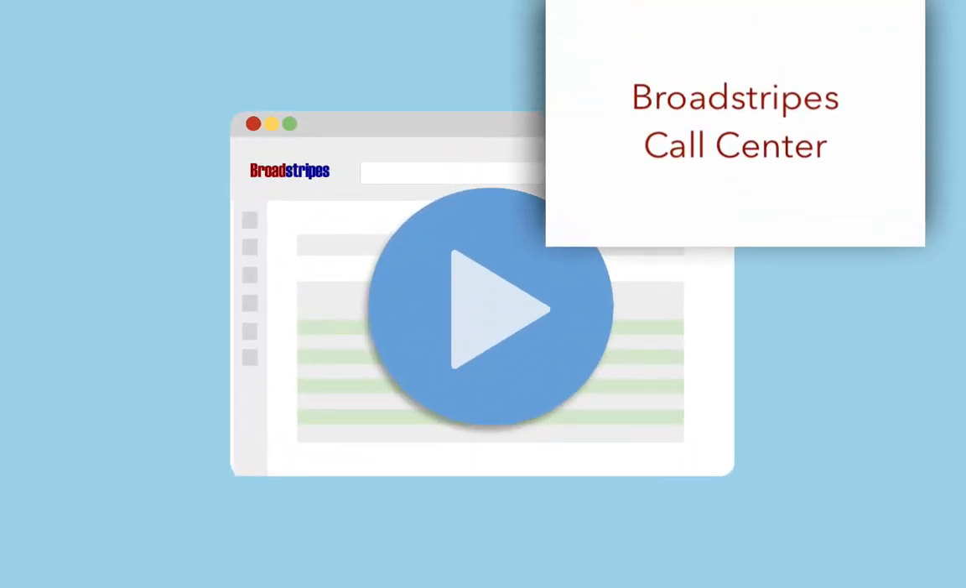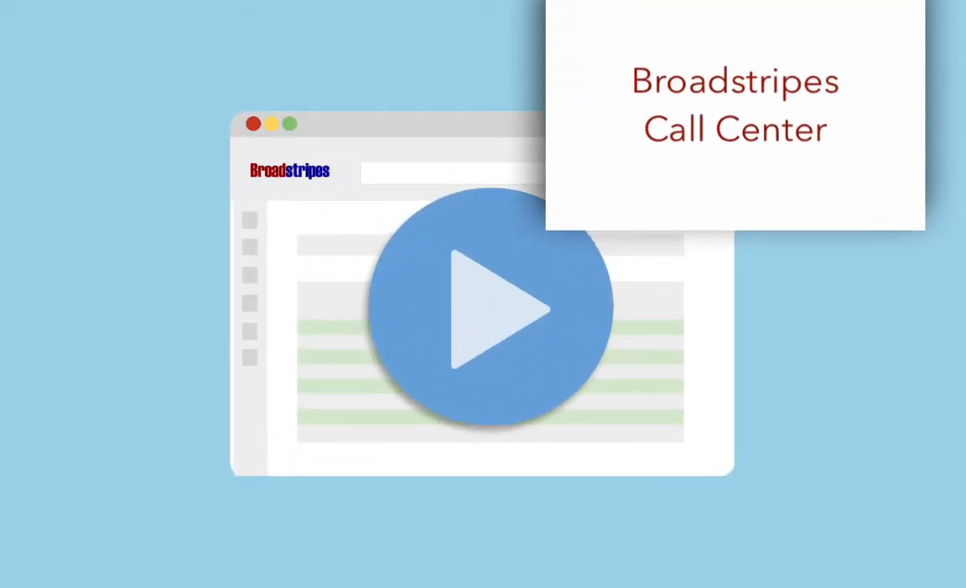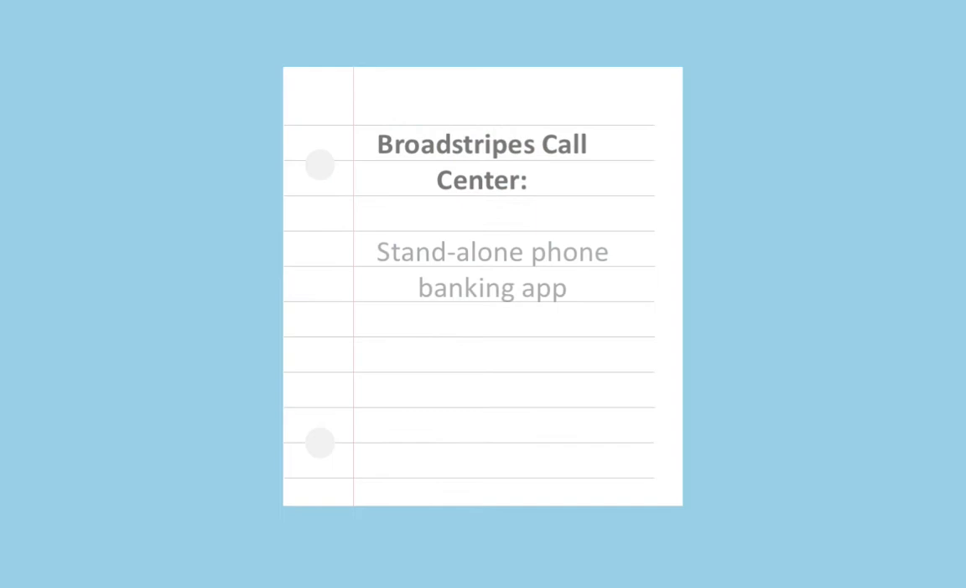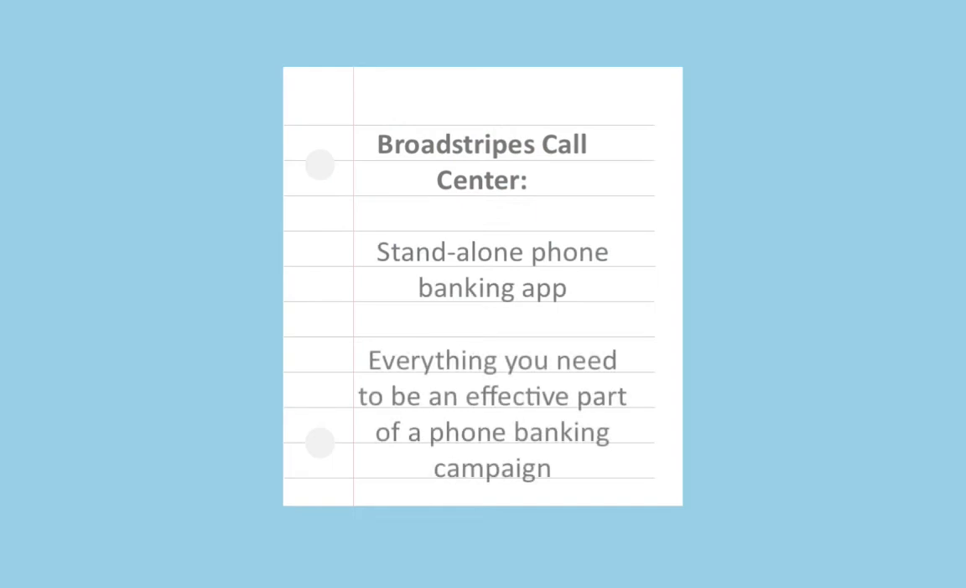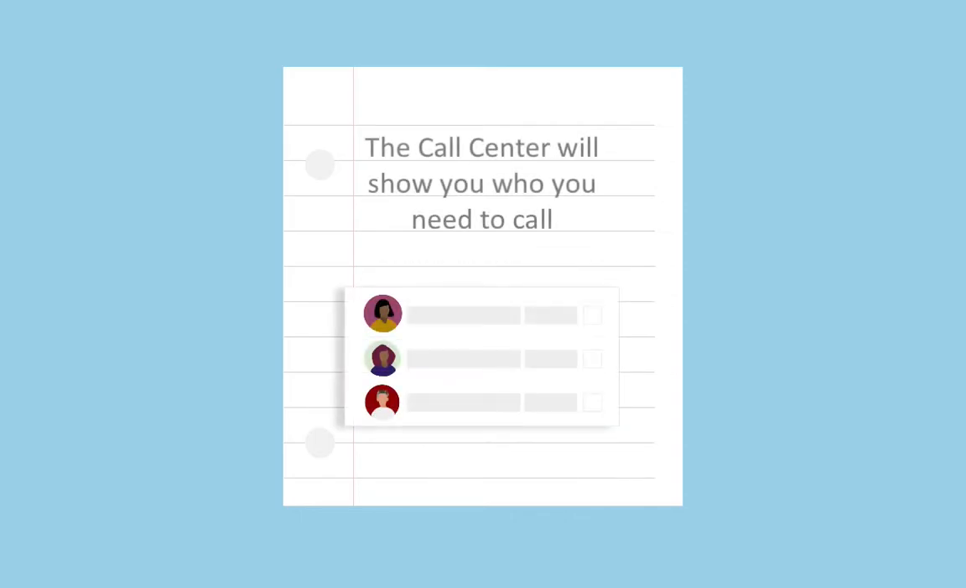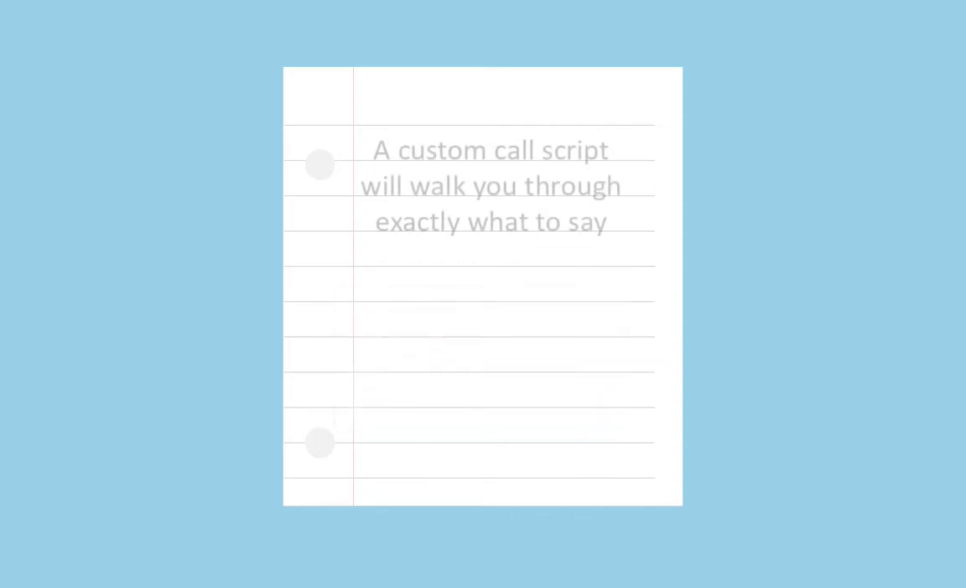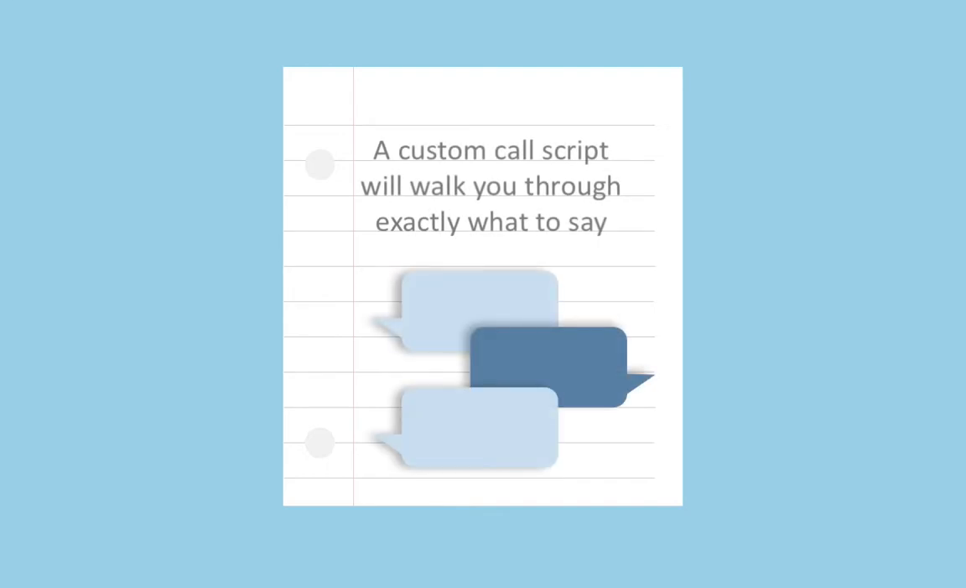Getting started with the Broadstripes Call Center. The Broadstripes Call Center is a standalone phone banking app that gives callers like you everything you need to be an effective part of a phone banking campaign. The call center will show you who you need to call, and a custom call script will walk you through exactly what to say when you reach someone.